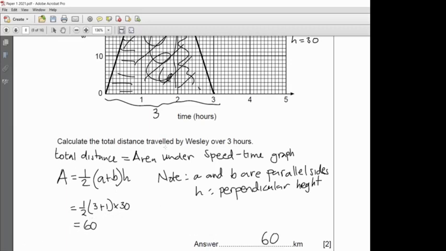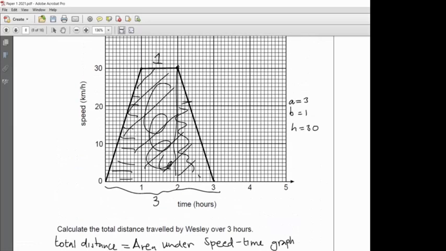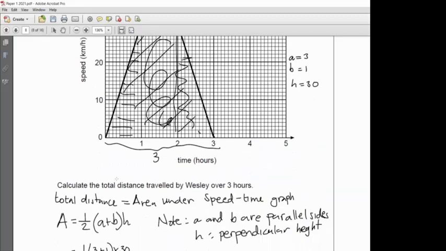Okay, so you can check and do it the other way. Remember I said you have 2 triangles. There's one triangle here and another triangle here and a rectangle in the middle. Work out the area of all 3 of them, add them all together. You will see that you will also get 60 as your answer.